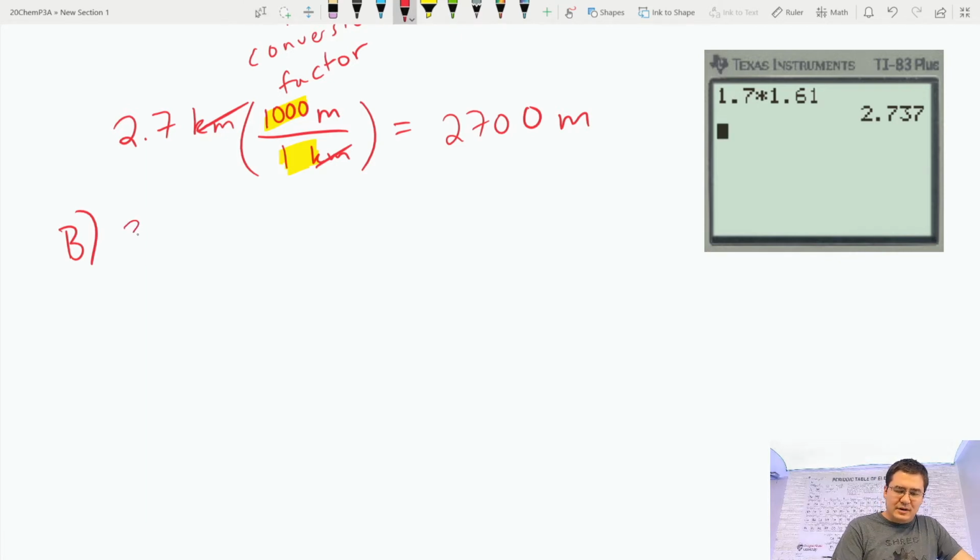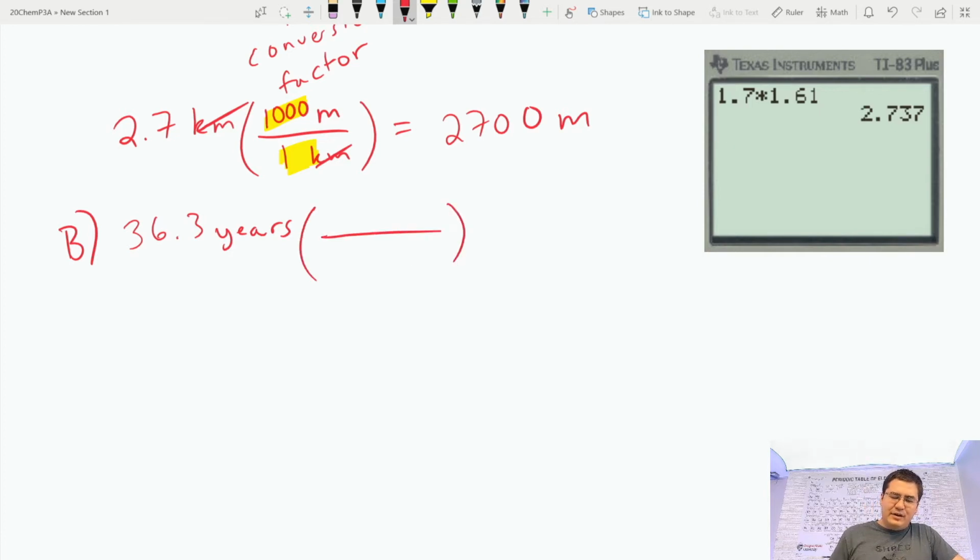So next one, 36.3 years, the old man. It says convert your age to seconds. So this one we can go through, and I like to set up all the conversion factors first. So I'm going to go from years to days. You could go to months, but it gets tricky because each month's a little different. But I know 1 year has approximately 365 days. I know leap year throws things off.